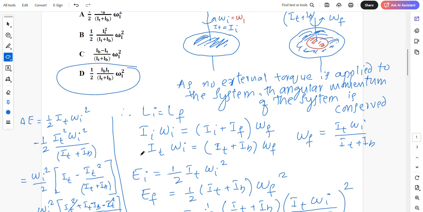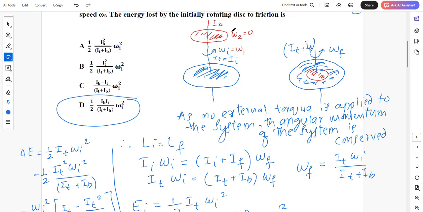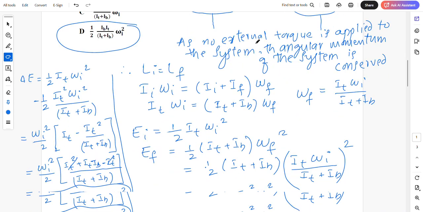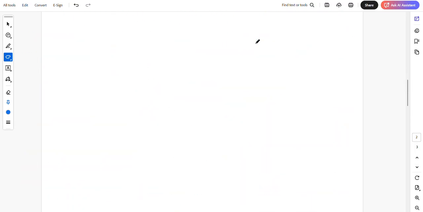As no external torque is applied to the system, the angular momentum of the system is conserved. Now you can start writing. This is the moment of inertia when two disks are rotating together, IA plus IF. This is initially. For the top one it is 0, because omega 2 is equal to 0. Hope you understood this one. We'll go to the next problem.